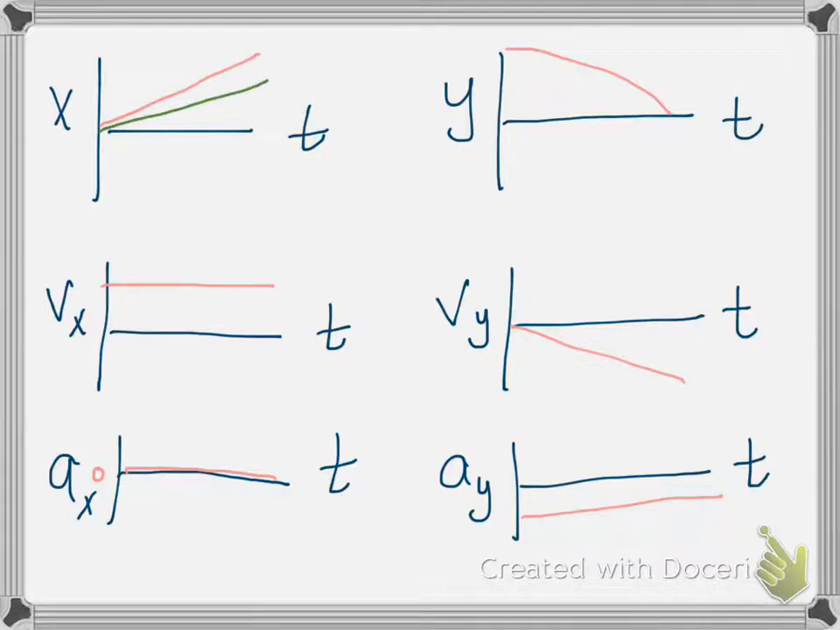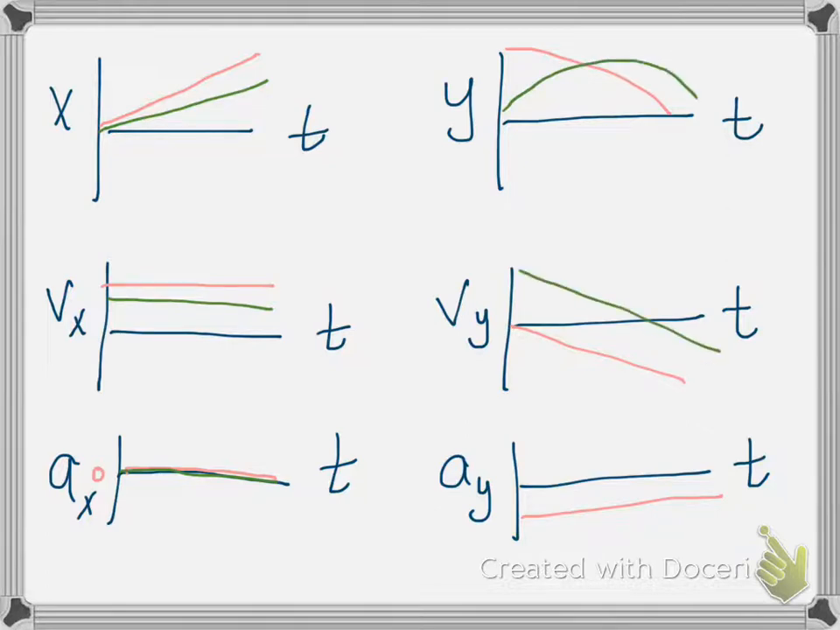Here's another situation. What if I have that green one for a position versus time, horizontal position versus time? Object still moving to the right, but not as fast because the slope is not as steep. Still moving to the right, just not quite as quickly. Still has 0 acceleration because its horizontal velocity does not change.